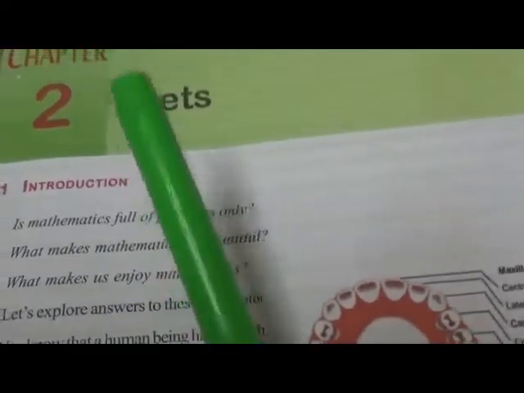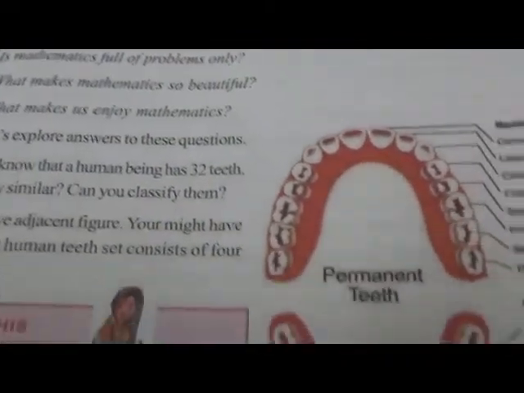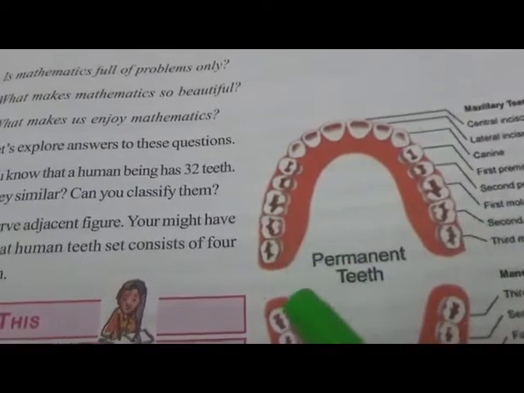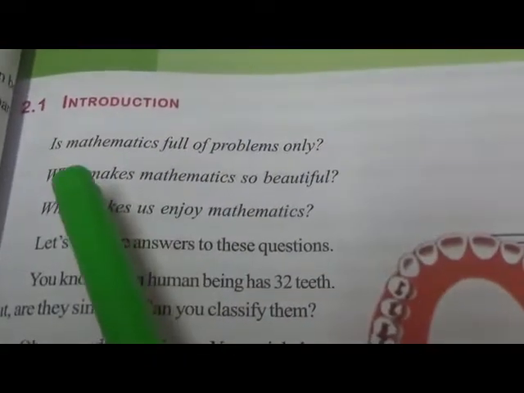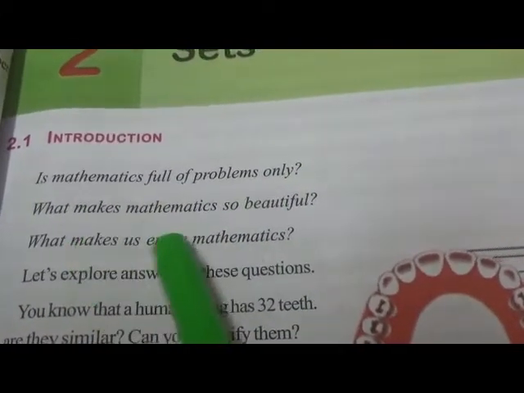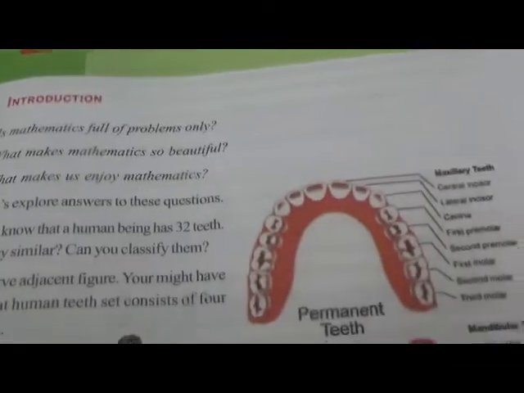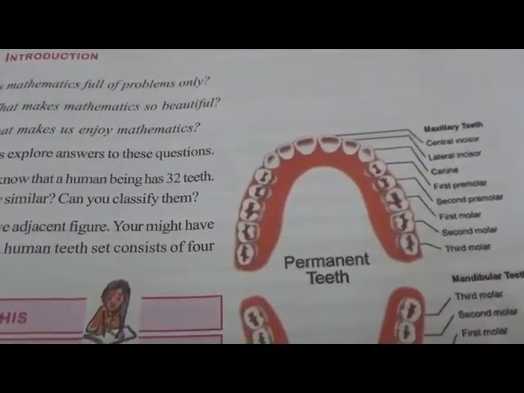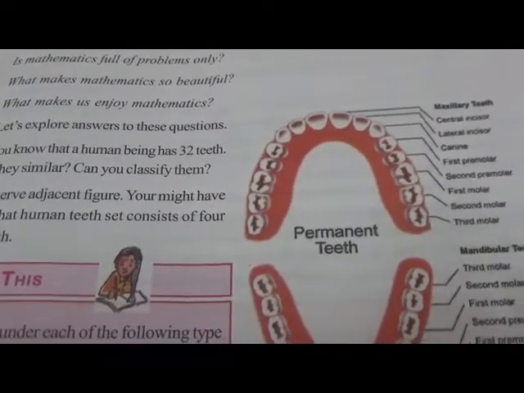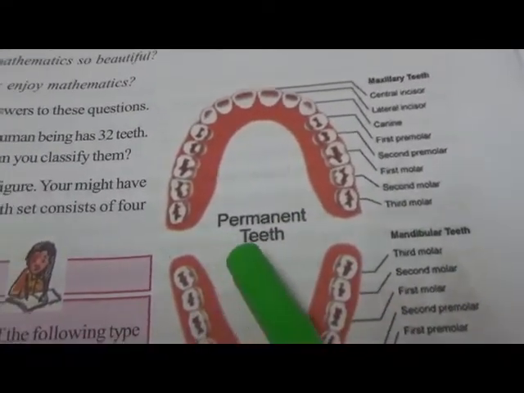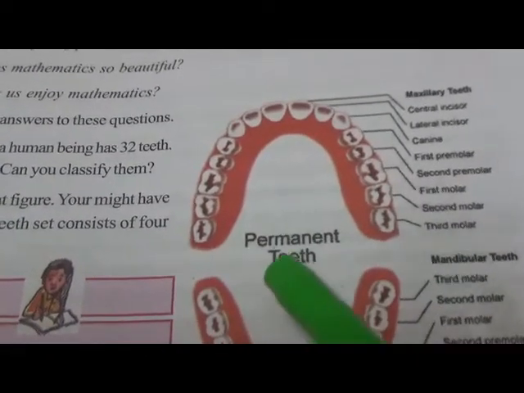So dear students, in your textbook, on the first page, a picture is given, that is teeth, the set of teeth. We already know that we have 32 teeth. Firstly, he said here, is mathematics full of problems only? No. It is one of the beautiful subjects which deals with numbers. Sets is the easiest chapter for you to learn, and it is just like a game. You will enjoy it very much while you are doing the sums in this chapter and while you are listening to this chapter. So students, let's start our enjoyment with this chapter, that is sets.